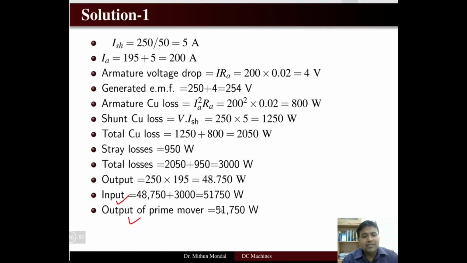So this is a generator. The input power is the output of the prime mover, which is the same as 51750, and this is the generator input. So generator input is 51750 watt.